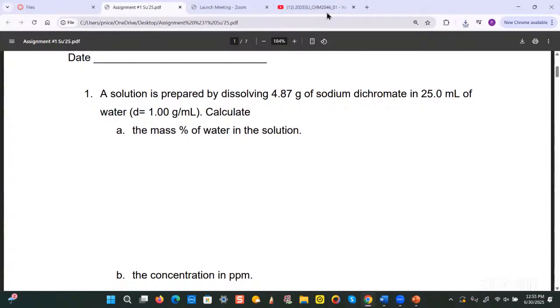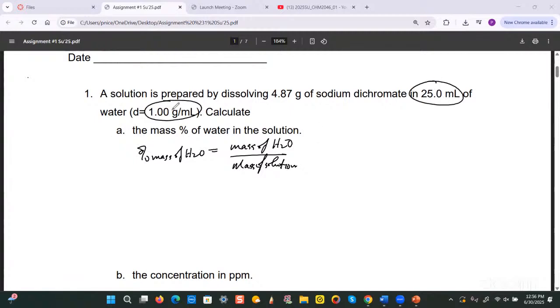Okay, so basically there are a couple of ways you can approach this. What you can do, which is probably the most straightforward approach, is that the percent mass of water would be equal to the mass of water divided by the mass of the solution. All right? So how do we get the mass of the water? Well, they gave us the volume of the water and they gave us the density.